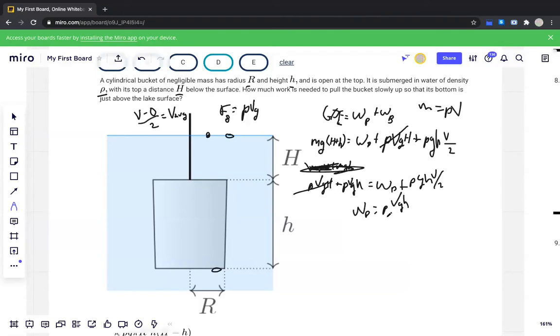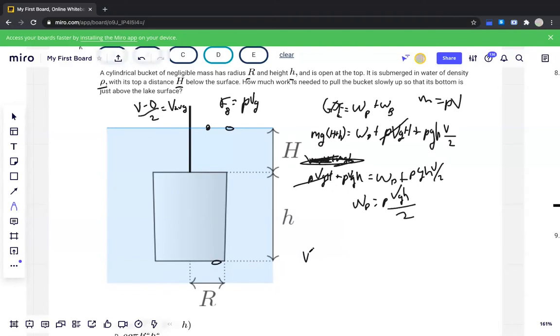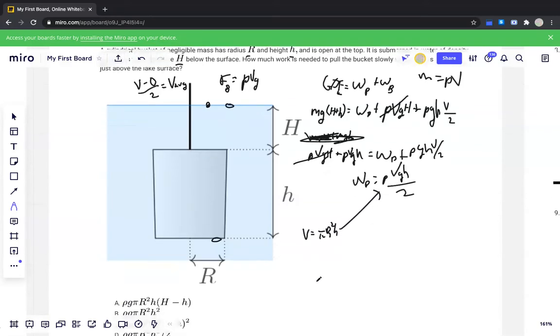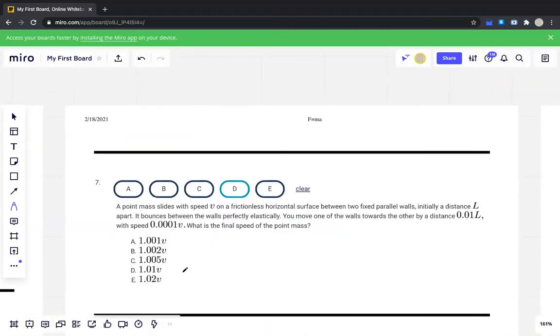vgh over 2. But we're not done yet because the volume is equal to pi r squared times h. So we need to plug this value of volume into the equation. And if we do that, we get that the work done by pulling is rho g pi r squared h squared over 2.